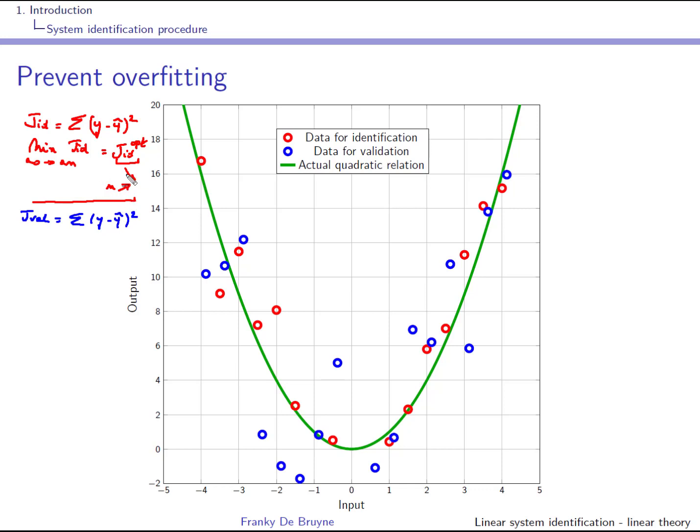And what you will see here now, if n is increasing, the validation cost will go down at first, because if n is growing, the bias is decreasing. Then at some stage, if you increase n, you will see that you start to overfit to the noise and the validation cost will go up, and you'll have a clear indication of what n to choose.